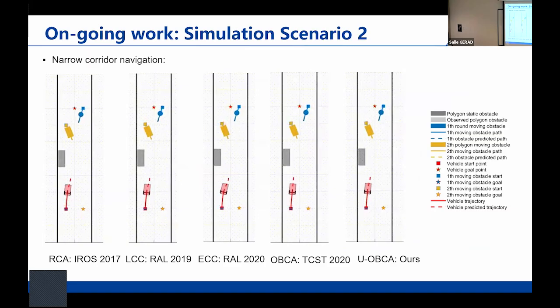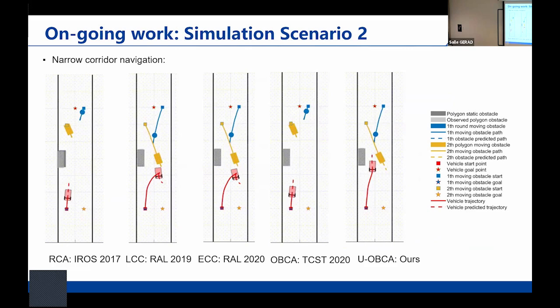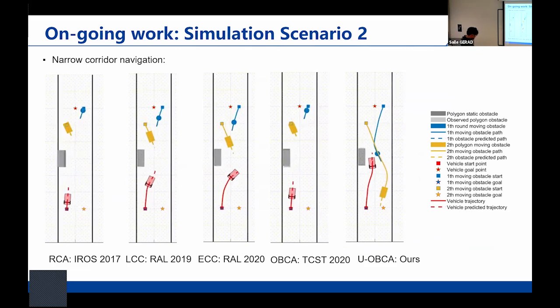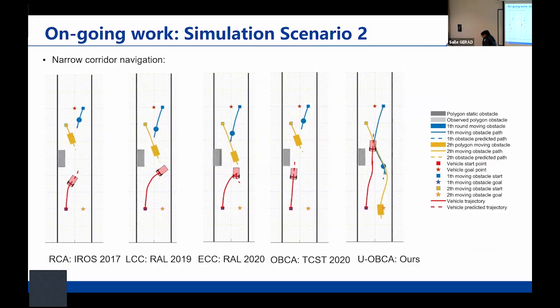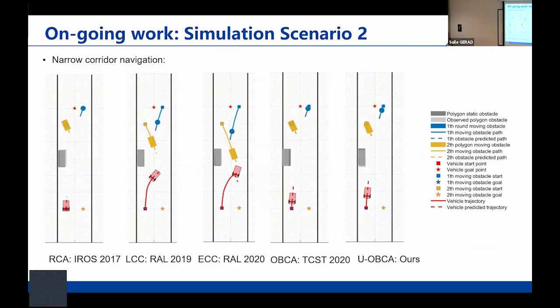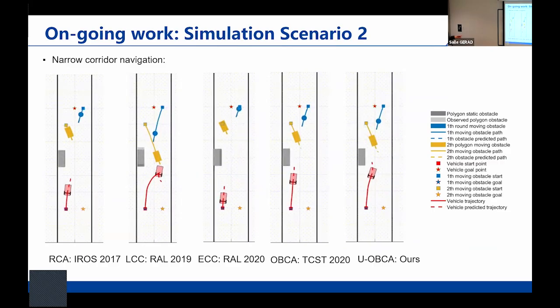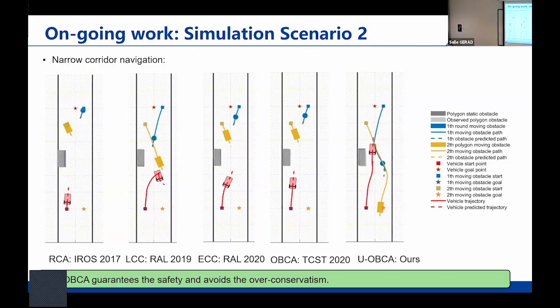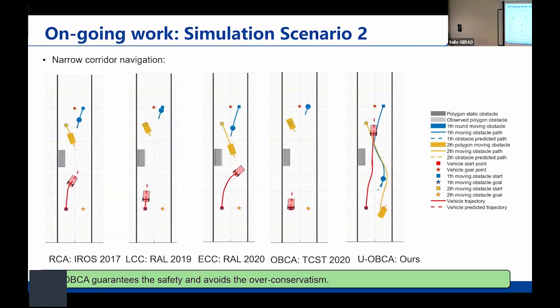On the corridor, we also did a lot of simulation tests. There's something wrong with the video, but anyway, we can see that our algorithm behaves really well. The other ones either have collisions or the freezing robot problem, so it is not going. So it guarantees safety and avoids over-conservatism.